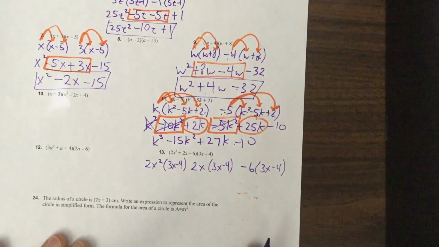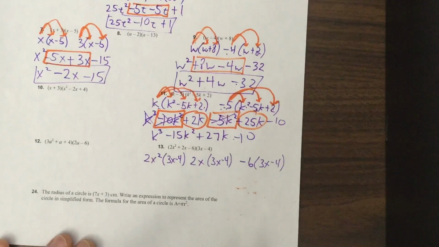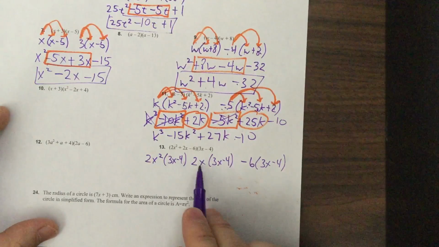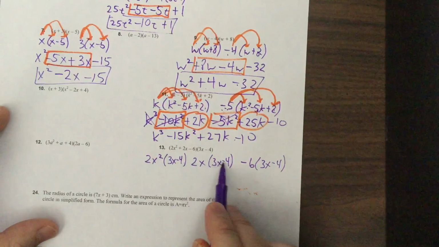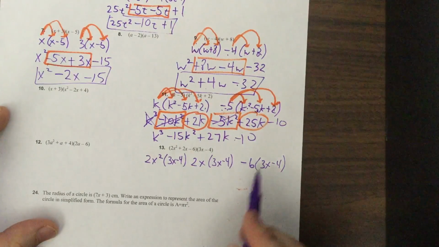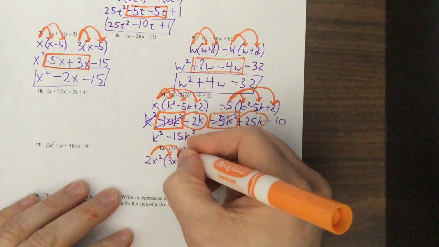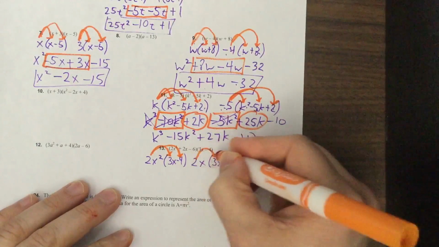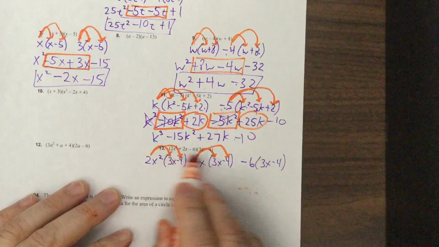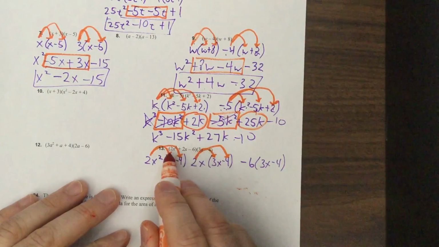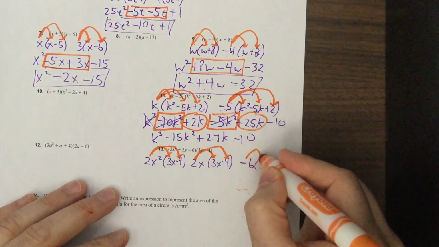Okay, 13. We have 2x squared times this, and then 2x times this, and then minus 6 times this. Okay, let's go through it. We have 3 distributions here, just because that is the way the problem is set up. The first polynomial in our set is actually a trinomial this time. We haven't seen that yet.